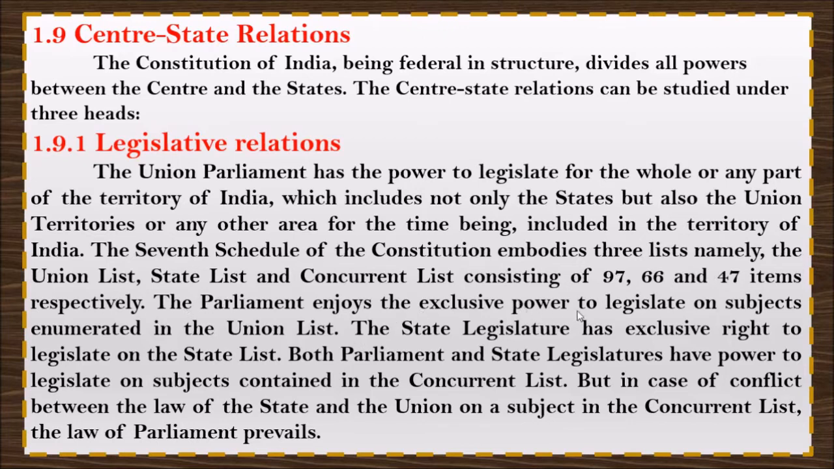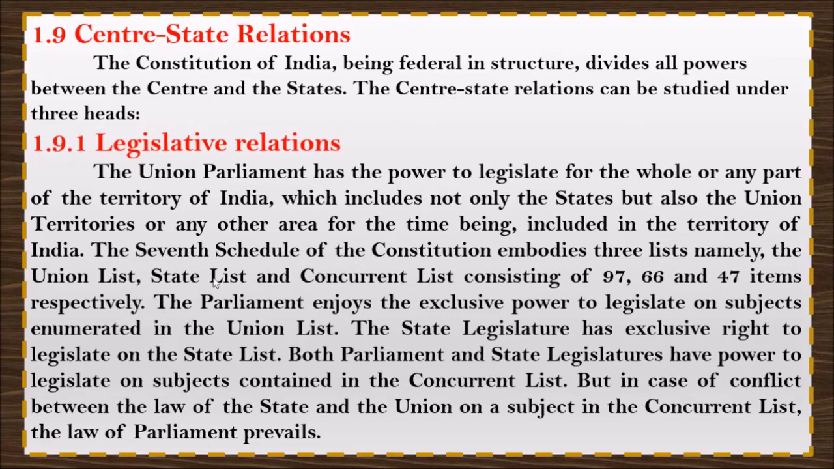So the Parliament enjoys the exclusive power to legislate on subjects enumerated in the Union list. The state legislature has the exclusive right to legislate on the state list. Both Parliament and state legislatures have the power to legislate on subjects contained in the concurrent list.